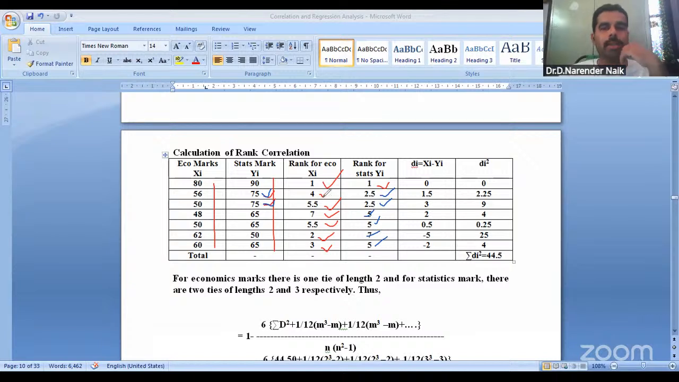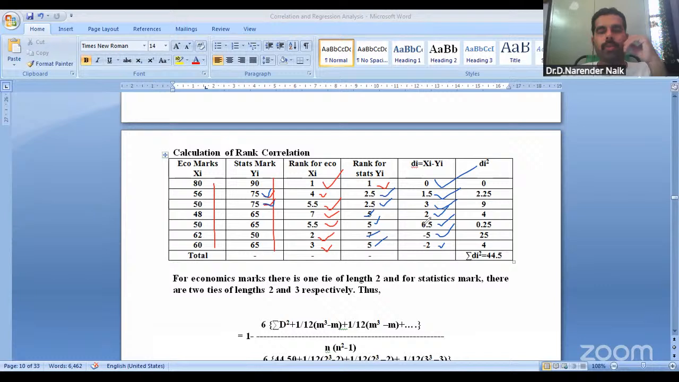Then di, that is xi minus yi. 1 minus 1, 0. 4 minus 2.5, 1.5. 5.5 minus 2.5, that is 3. 7 minus 5, that is 2. 5.5 minus 5, that is 0.5. 2 minus 7, that is minus 5. 3 minus 5, that is minus 2.